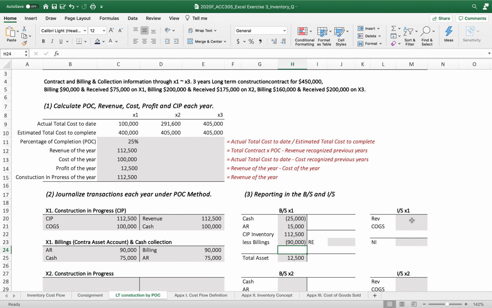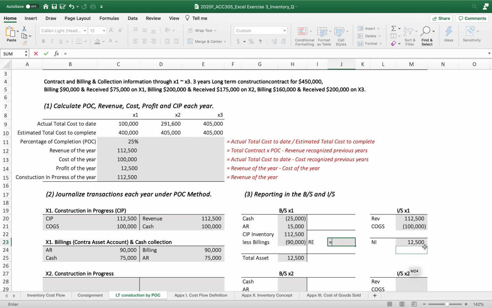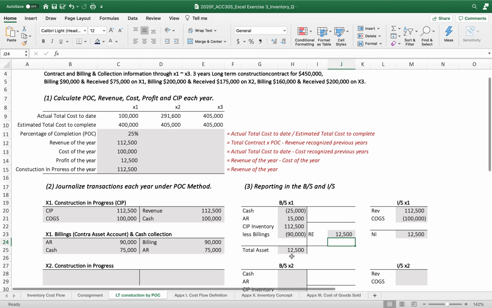Okay, then let's recognize the revenue based on the matching principle and accounting principle of relevance. So the revenue 112,500, and then cost of goods sold, so that the net income is, let's just sum up these two. Then the retained earning is the net income at the first year, so we matched out.